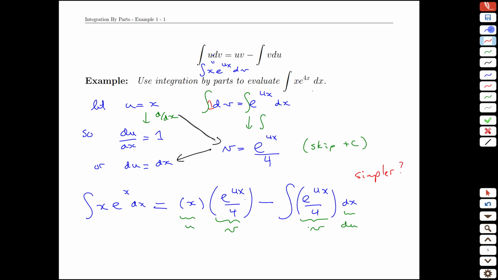This 1/4 we can bring out front, and this is usually a typical step here to tidy it up. So we'll have x over 4 e to the 4x minus 1/4 the integral of e to the 4x dx. This is definitely doable. In fact, we have already done it before. We know what that integral is.